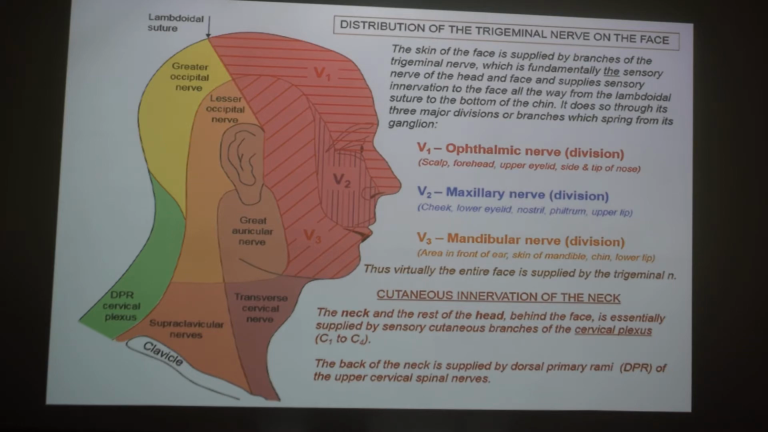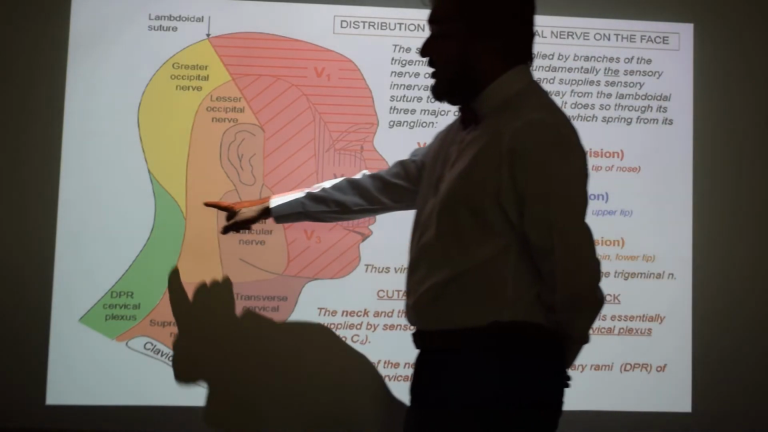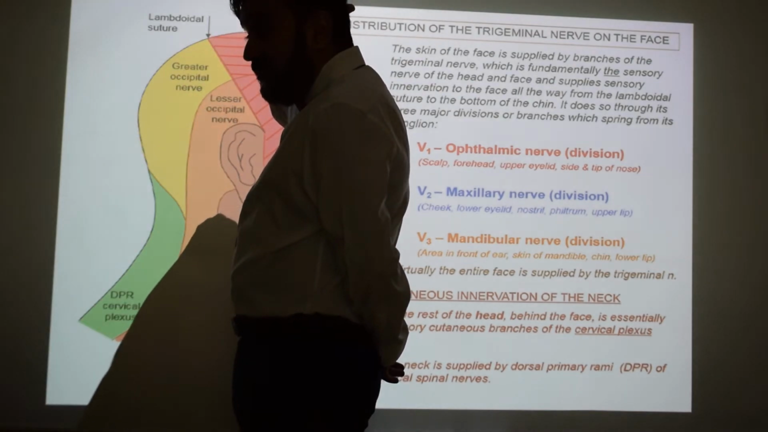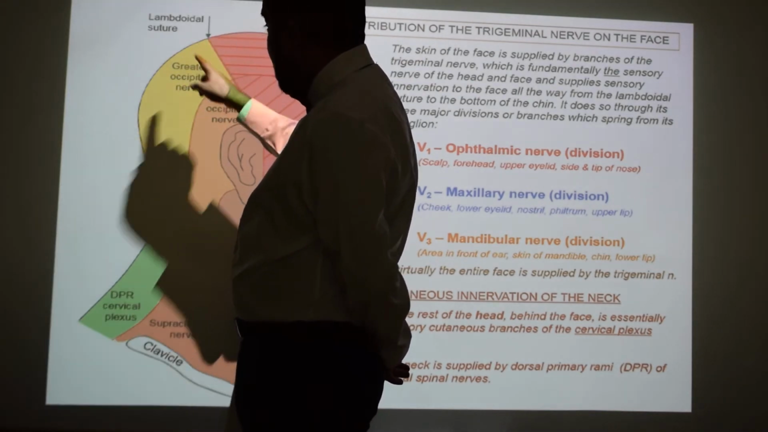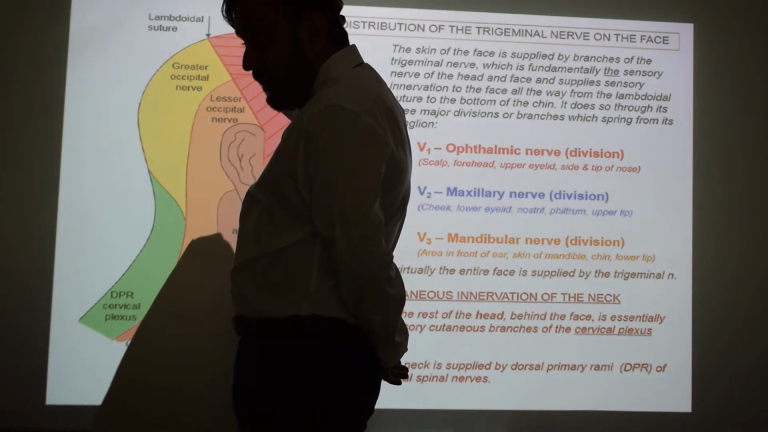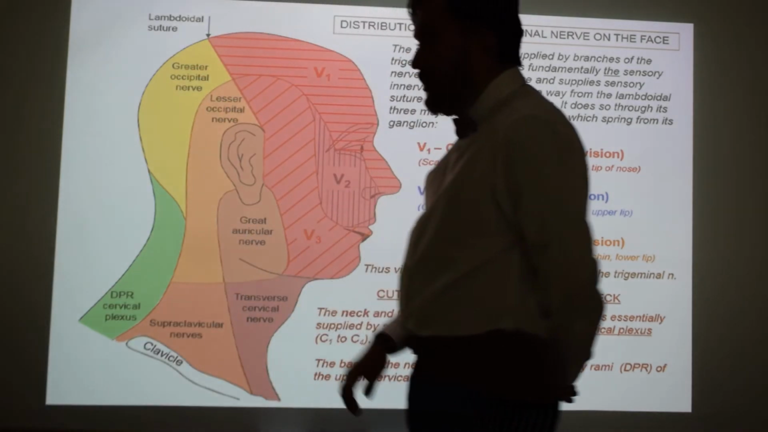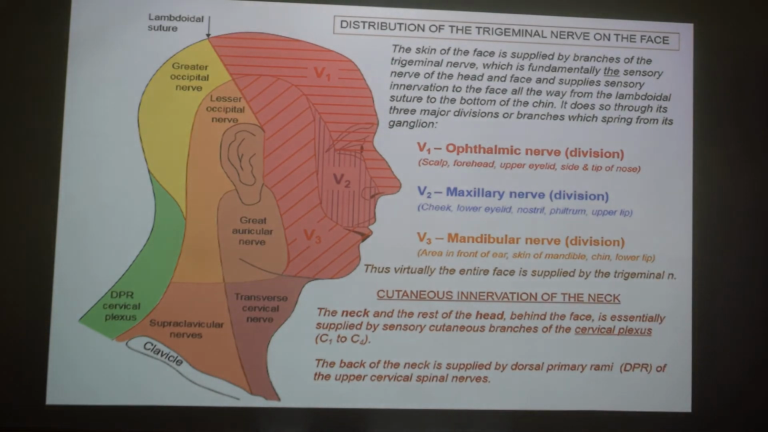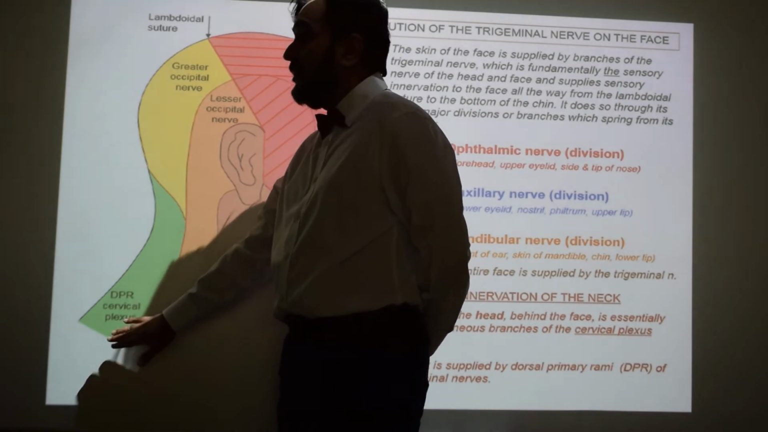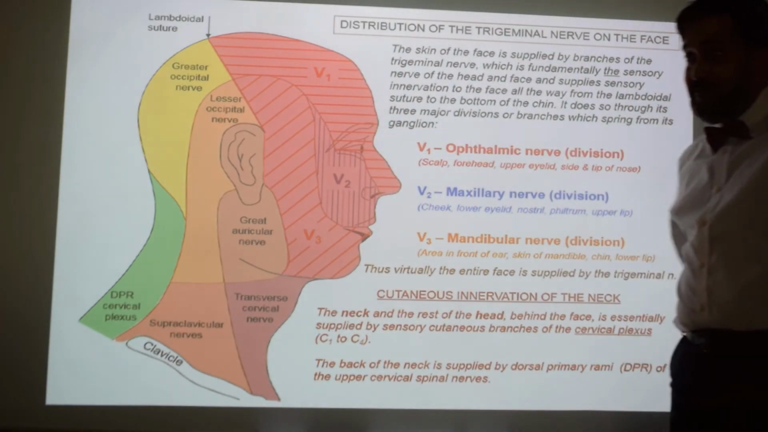Yes. The greater occipital nerve, dorsal primary rami. Yes. So this is the area, the back of the neck here. What about the greater occipital? Greater occipital is behind the lambdoid suture. So this is the lambdoid suture. Behind the lambdoid suture, this occipital part is supplied by the greater occipital. Does it come from dorsal or anterior primary? No, it is the anterior primary rami. This is the dorsal primary rami, which are only supplying the neck region.